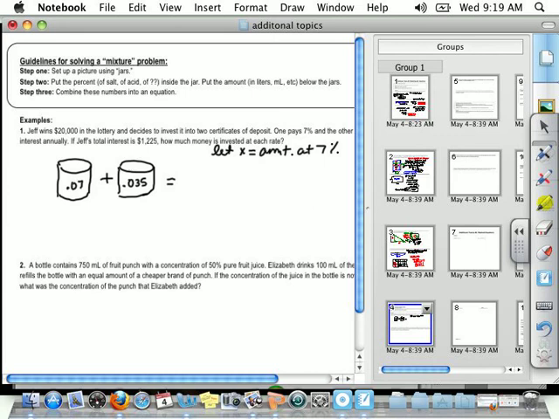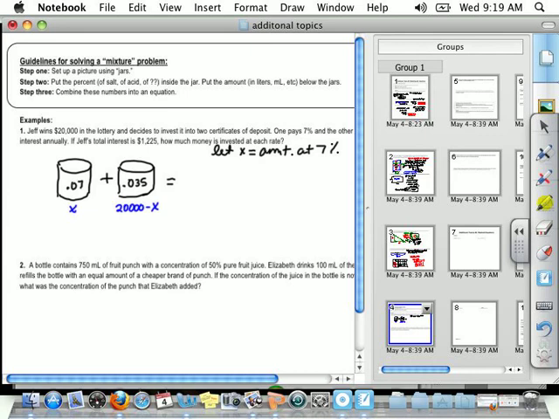It doesn't matter what you set x to be, it could be either one. So let's say that was $8,000. How much would he invest at the other one then? $20,000 minus x. Yeah, so if that was 8,000, you'd have 12,000 here. So we're going to put 20,000 minus x.